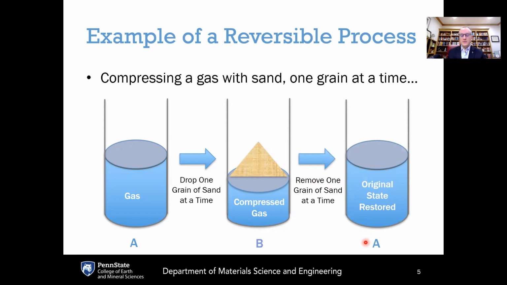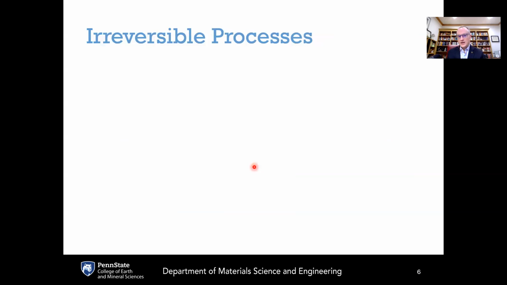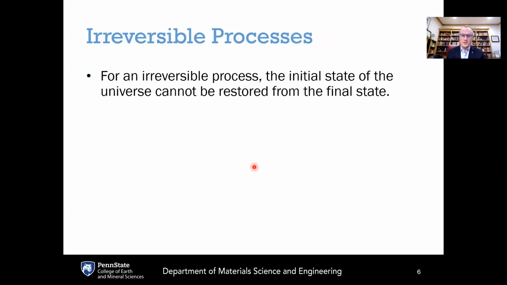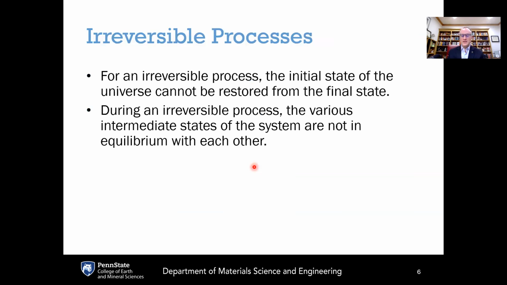This is a reversible process because each perturbation, each grain of sand, is so tiny, and because we took an infinite amount of time to do that. An irreversible process, on the other hand, is where the initial state of the universe cannot be restored from the final state. So there's no undo button with an irreversible process.